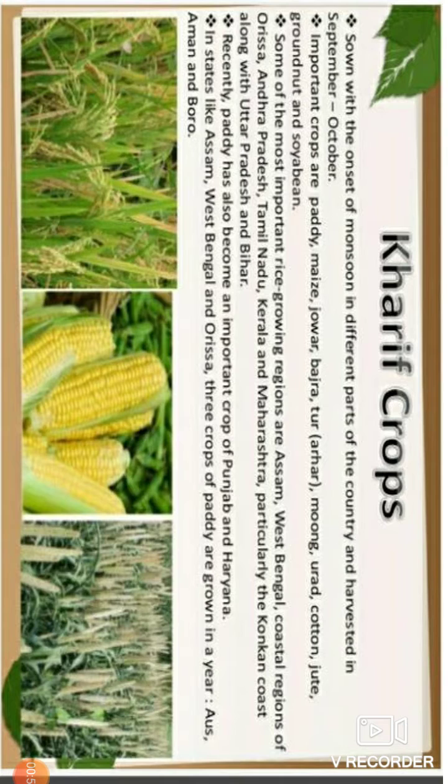Then next, some of the most important rice producing regions are Assam, West Bengal, the coastal region of Odisha, Andhra Pradesh, Tamil Nadu, Kerala, Maharashtra, particularly the Konkan coast, along with Uttar Pradesh and Bihar. So these are the areas where Kharif crops are majorly produced.